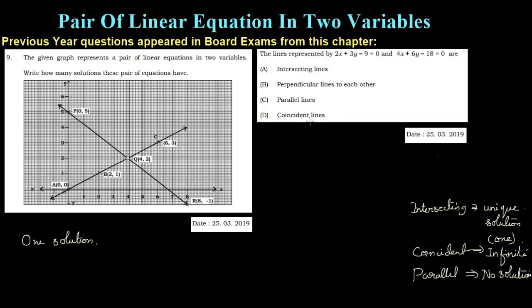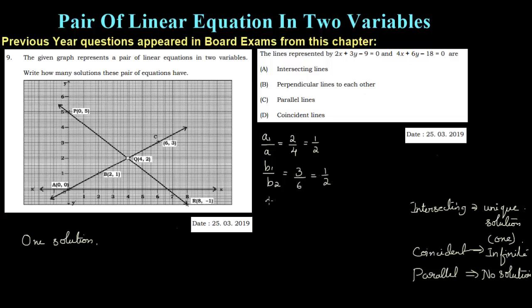Now this is a multiple choice question and it has also appeared in the 2019 paper. Let us observe this question. The lines represented by these two equations are, so here they have given you the equations of the two lines and they are asking you to find whether it is an intersecting, perpendicular, parallel or coincident line. We know how to check that, right? We need to find the ratios. So 2 by 4, which is nothing but 1 by 2. Then b1 by b2: it is 3 divided by 6, which is equal to 1 by 2.